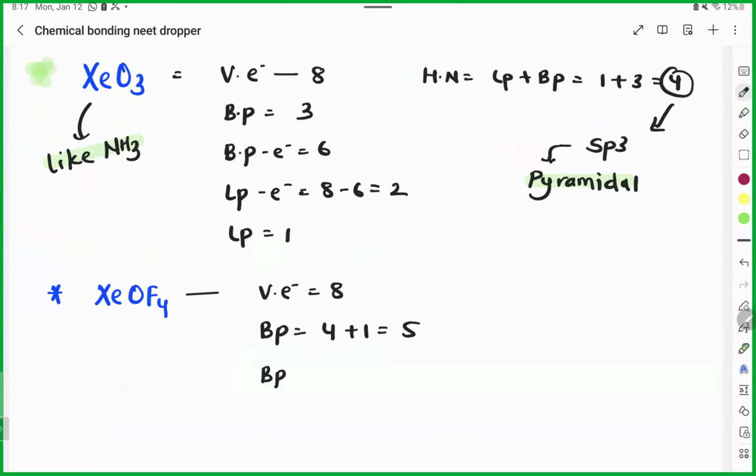Bond pair electron. We will consider bond pair electron only in case of double bond. So 4 for fluorine and 2 for oxygen, total 6. So what will be lone pair electron? 8 minus 6, 2, and lone pair will be 1. Chandana, Sara, any doubt? Can I explain bond pair electron?